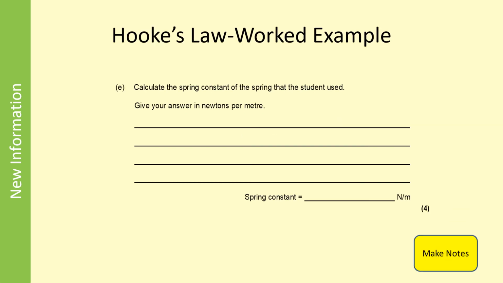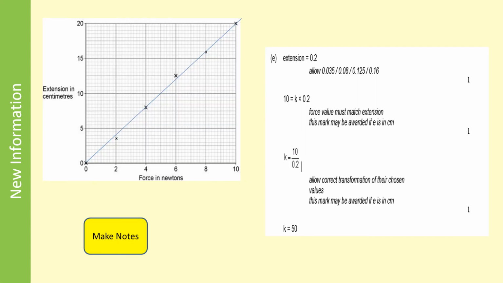Part E asks you to calculate the spring constant of the spring that the student used and give your answers in newtons per meter. Now I've copied our graph here onto the left-hand side of the page so we can refer to it. You can work out the extension for the force at any point along that straight line, which means you can work out a value for k at any point along that straight line. So you could do it here, here, here, here, here.